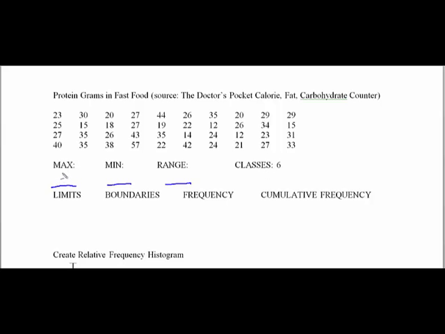Hopefully you've done that by now. I'm here to tell you that the maximum in terms of protein grams in this fast food, we took a look at some fast food and found that one had 57 grams of protein, where one of them only had 12. The range between the two of them is 45. And to find your width for each class, you're going to go 45 divided by 6, which is 7.5, and we always round up, so we round up to 8.